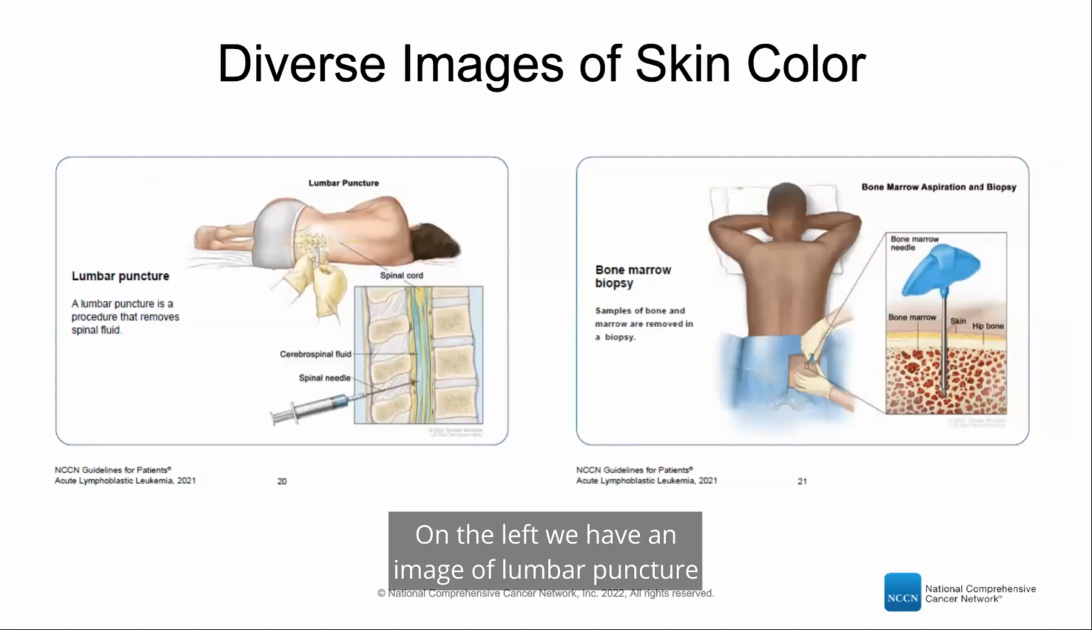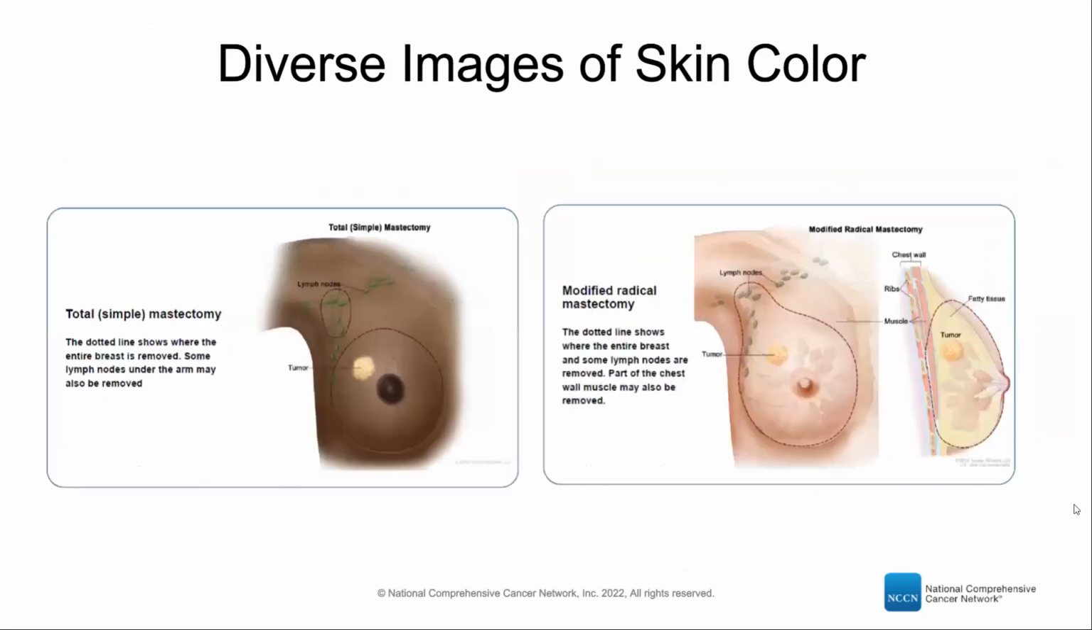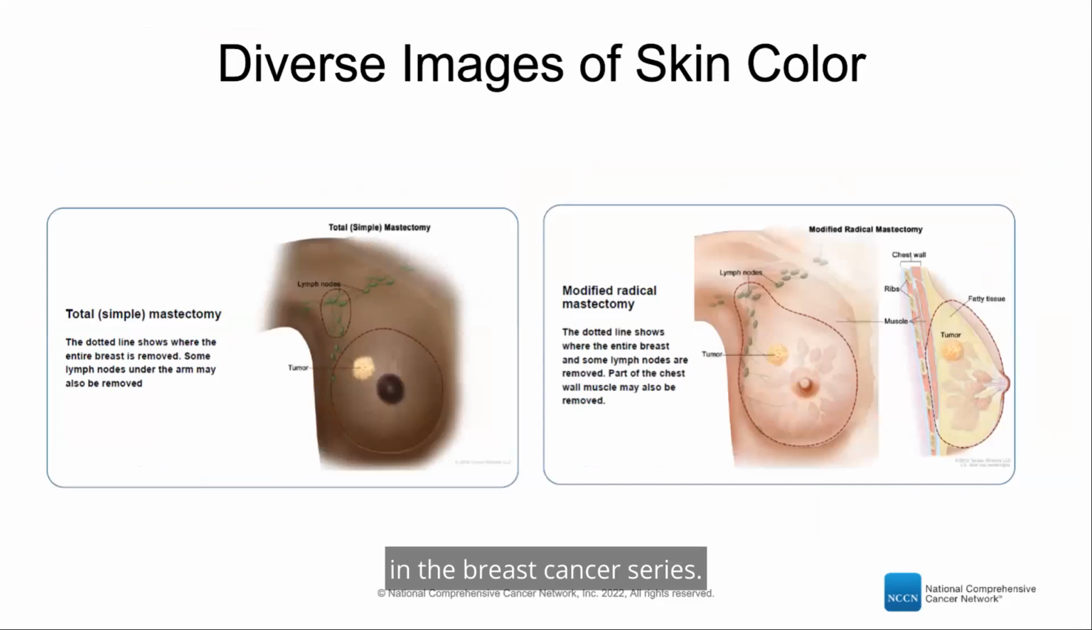On the left, we have an image of a lumbar puncture and a bone marrow biopsy. These are Therese Winslow images, and we do purchase these images from her. These are mastectomy examples that are used in the breast cancer series.